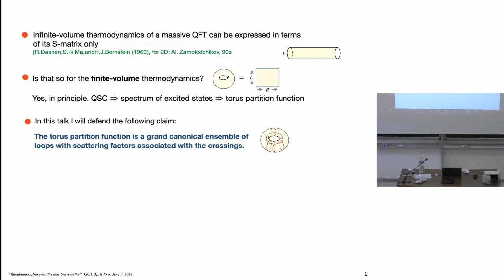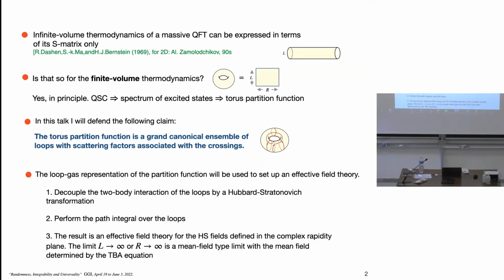So in this talk, I will defend the following claim, which will be the basis of the manipulations later: that the torus partition function is the sum of the partition sums of a gas of loops embedded in the torus, with interaction which is defined by the scattering matrix of the theory. And once you assume that, I will try to defend this claim. So once you assume that, then you can do the following.